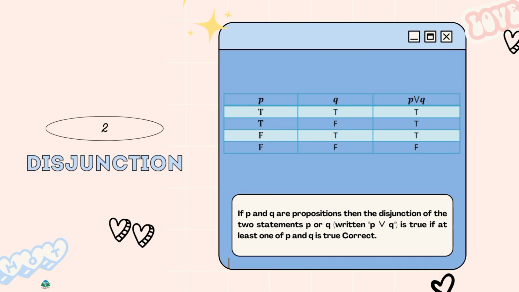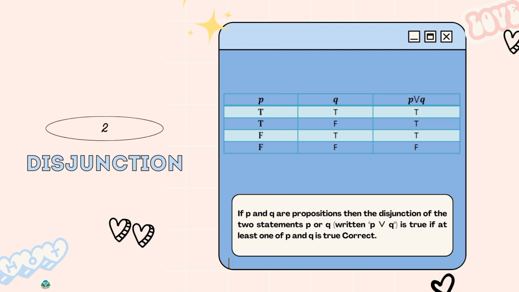The second is disjunction. If P and Q are propositions, then the disjunction of the two statements, P or Q, written P disjunction Q, is true if at least one of P and Q is true. We can see in the truth table where statement P is true and statement Q is true, so P disjunction Q is true.